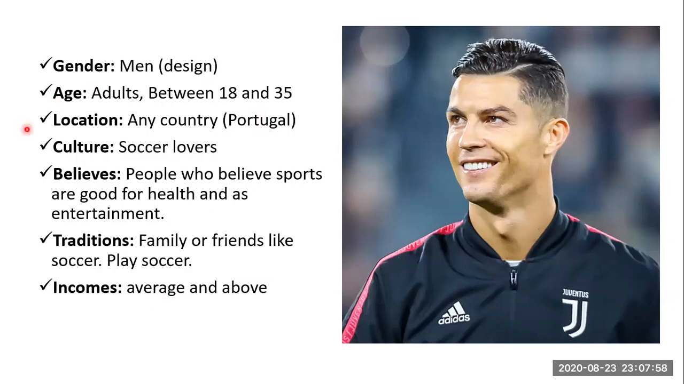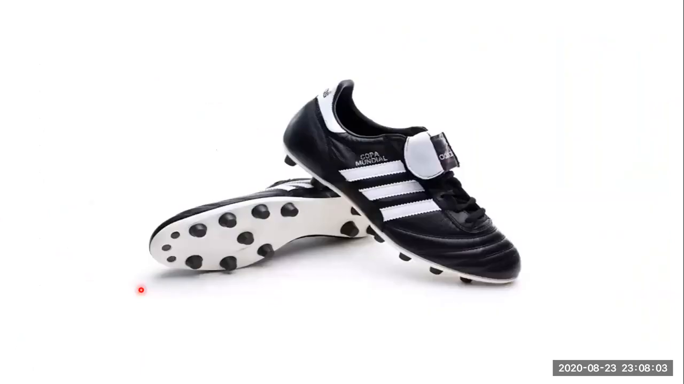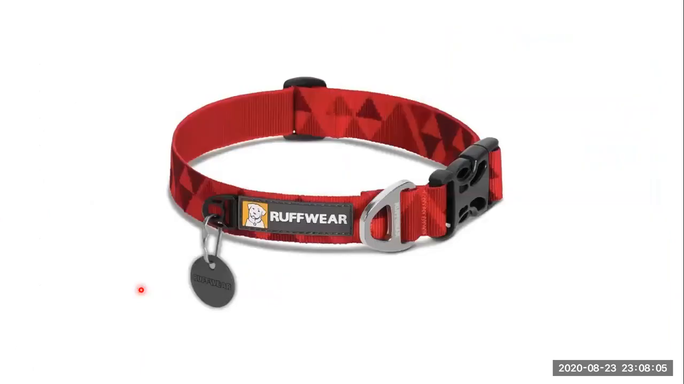Okay, so now we understood the types of clients for this specific product. Let's see this other product. Okay, so this is a necklace for dogs, right? And probably this is the brand of this necklace. So what kind of people will buy this? Cat lovers? Tiger lovers? No, right?